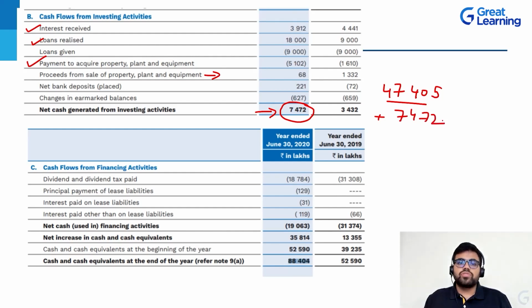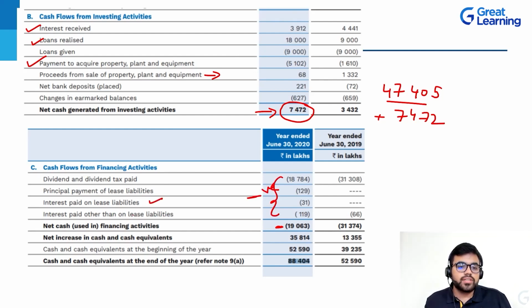Now cash flow from financing activities is most of the time negative, because these are the things that go outside of the company, like dividends paid, and interest on the loans paid back to the banks. So all these things would be subtracted, so the net cash in financing activities would be negative.